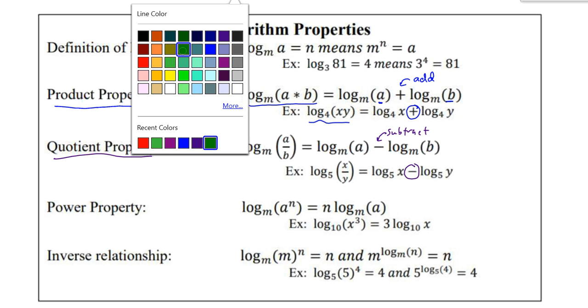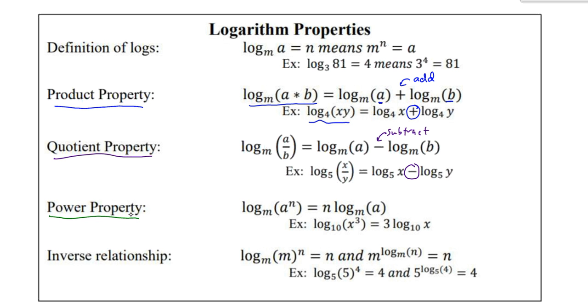Okay, the next one is a power property. This one is very useful and we're going to use it a lot. It says if you have the log of something to a power, then that power can actually move out in the front, so that then it would just be the power times log base m of a. Here's an example, log base 10 of x to the third. This power, it doesn't matter what the bases are, the 10 and the x don't matter. This power can be moved out in front so that it's written as a regular old 3. And then you copy down the log.